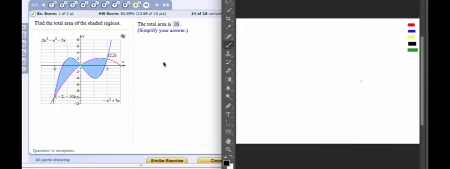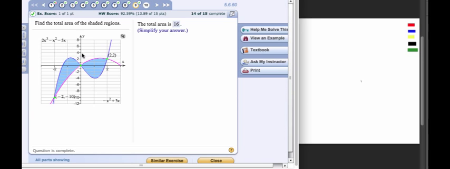Okay, so for this problem, they want us to find the area of the shaded regions. From looking at the problem, we can find that we have two regions. First, our functions: we can tell which function we're using for each one. This function is similar to the cubic function, so we can tell that it's a function of degree 3, and therefore this will be this function up here.